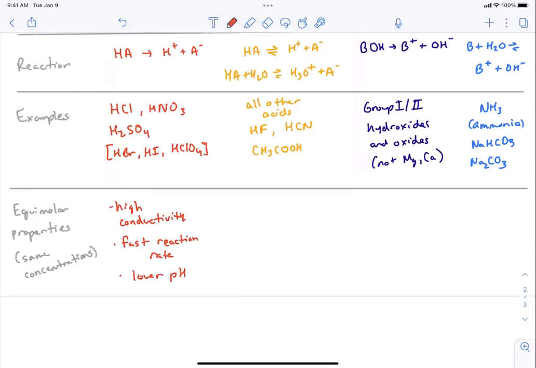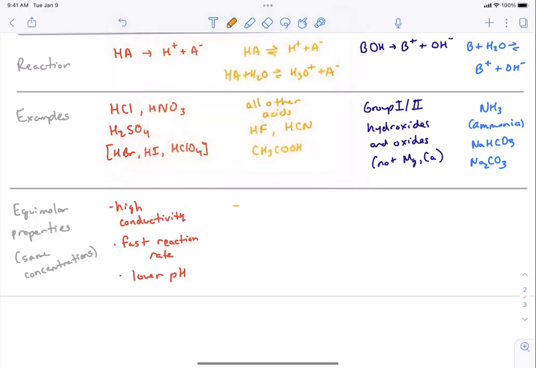Equimolar means same concentrations. Equi meaning same, molar meaning molarity or concentration. So these characteristics that I'm listing here are only able to be compared if they're all the same molarity, which the IB states in the question. They'll say equimolar. You're welcome. Because pH depends on the concentrations, you can make a weak acid have a lower pH than a strong acid if you have a high enough concentration. So this only works when you're comparing solutions of the same molarity.